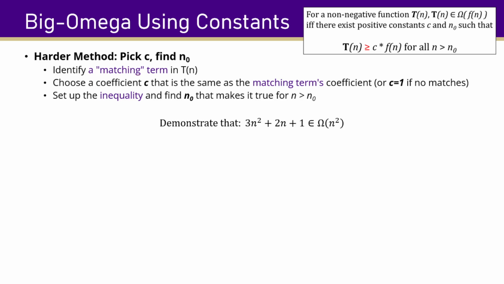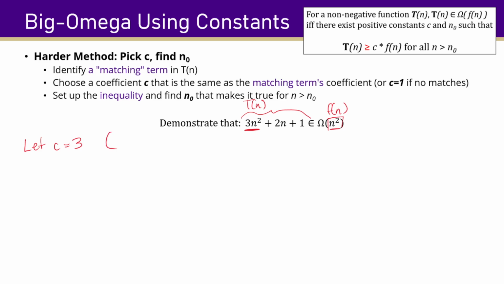So here we have our T of n, and of course our f of n right here. We want to find a matching term in T of n, something that is of the form n squared. And we can see we've got one right here. So let's go ahead and steal its coefficient. We'll say let C equal 3.